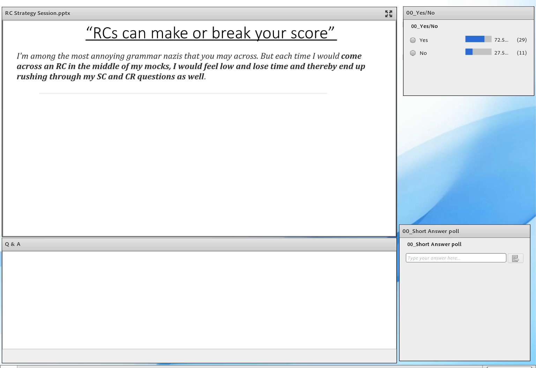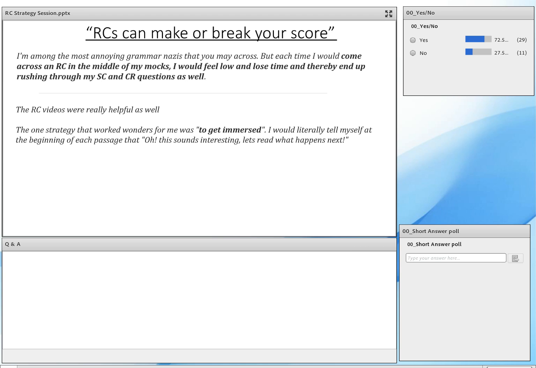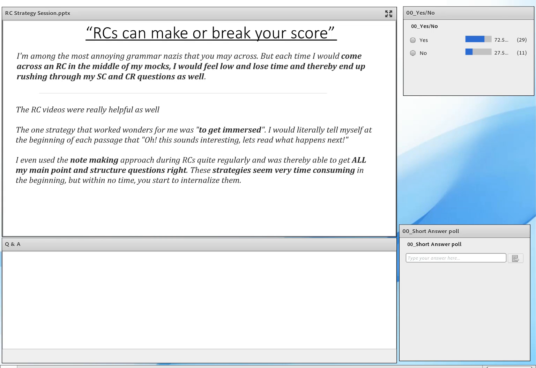Then she changed her attitude. She decided to get immersed in the passage. As she got immersed, she found comprehending easier. She was able to take good notes and get more and more questions right. This strategy, while definitely time-consuming in the learning phase, helped her improve her score to V41, that's 91 percentile on GMAT.